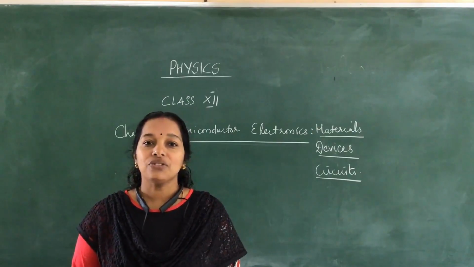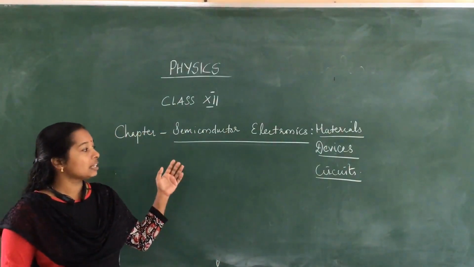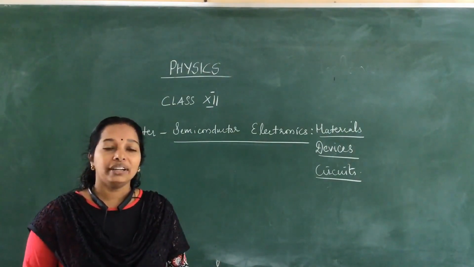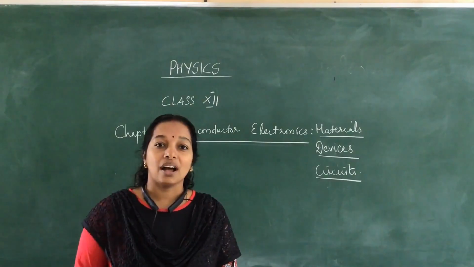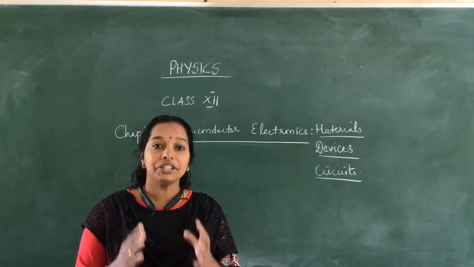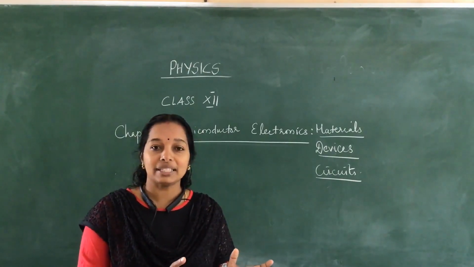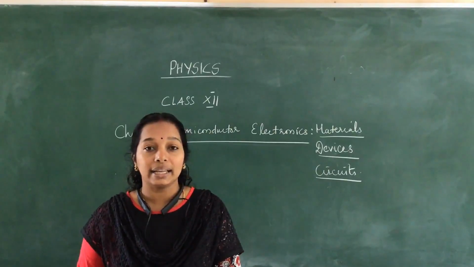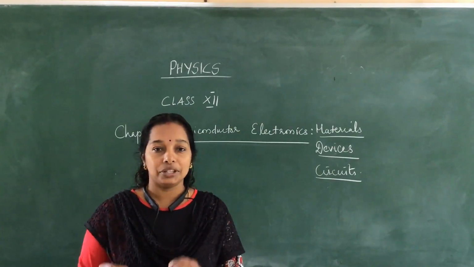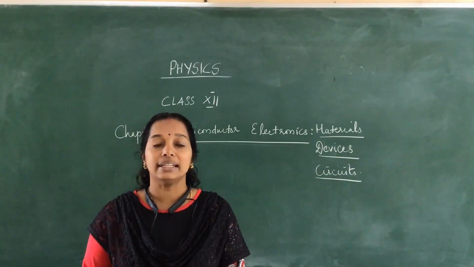Here we shall focus upon the chapter Semiconductor Electronics, Materials, Devices and Circuits. So, what are the semiconductors? As you all know, the materials which can conduct a little bit, isn't it? That means they are not good conductors like metals, they are not good insulators like plastic. Rather, they can conduct a little bit. That means they have conductivity in between conductors and insulators.